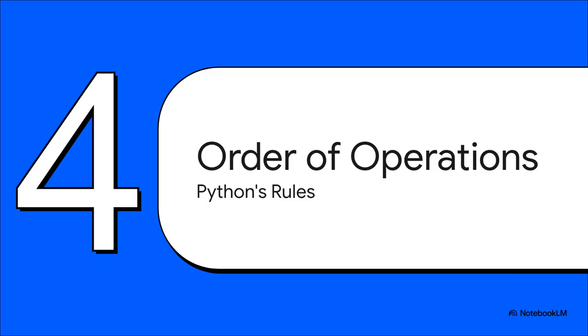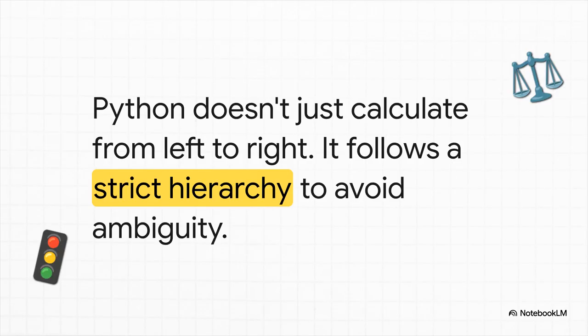Okay, so we've got our operators, we've got our operands, we've got our whole toolkit. But there is one final, absolutely critical rule we need to talk about, and that's the order in which Python uses these tools. It's called operator precedence. See, you can't just assume Python crunches numbers from left to right. That's not how it works.